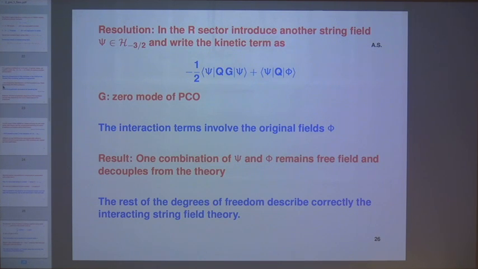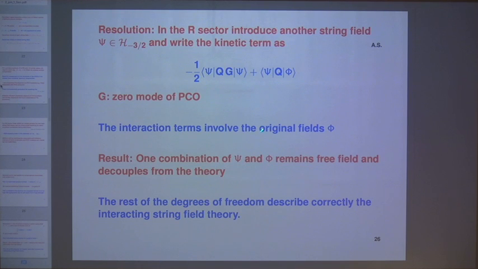Now it turns out that there is a resolution to this problem, and the way you can resolve this problem is that in the Ramond sector we can introduce another string field, which I'll call psi, which now has picture number minus 3/2, and then we write the kinetic term in this form. Here you can see we inserted this operator G, which is a zero mode of the picture changing operator. So here you have minus 3 total picture number from psi and the other field, and plus 1 from G, so you have minus 2. And here psi has picture number minus 3/2, phi has picture number minus 1/2. So again you have picture number minus 2. So this action makes sense.